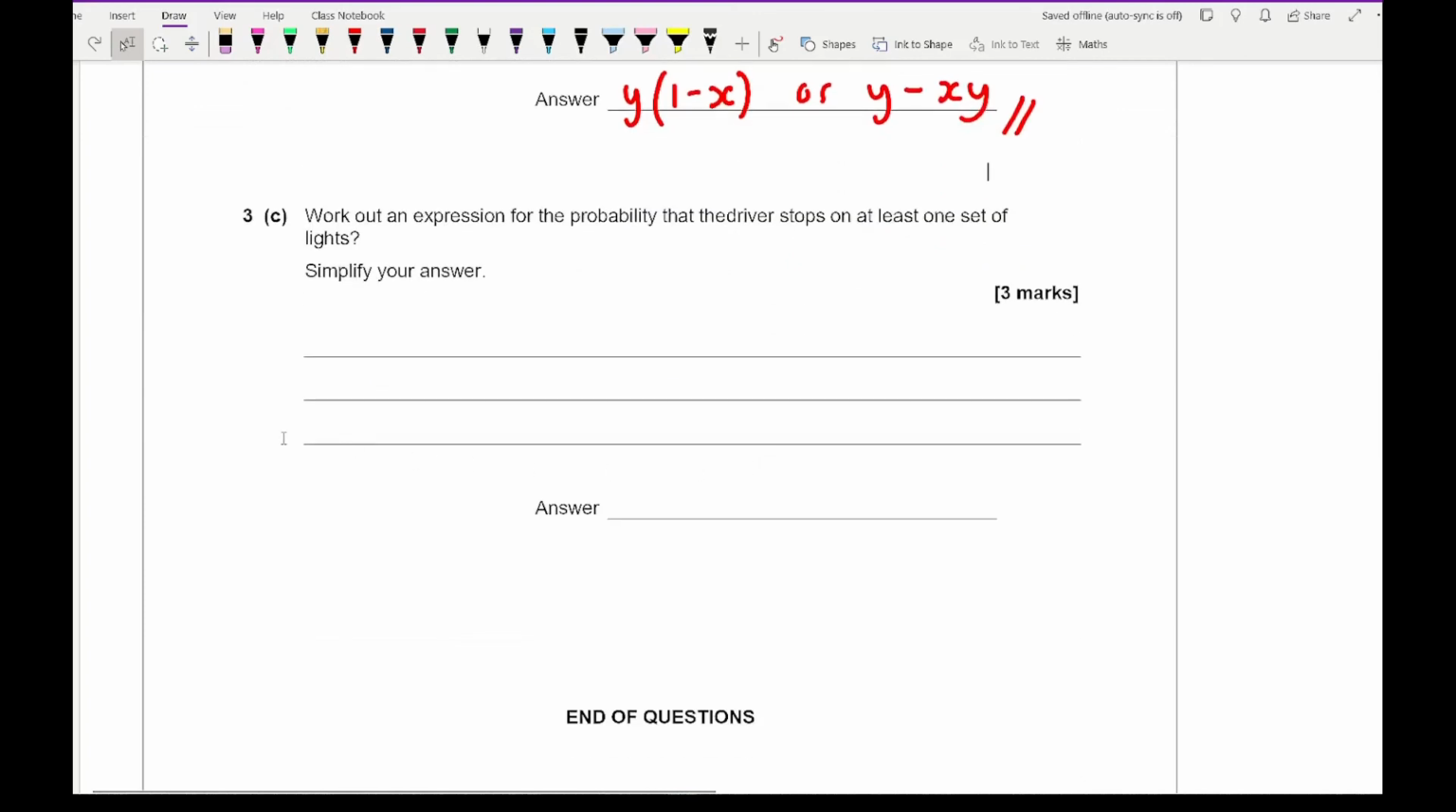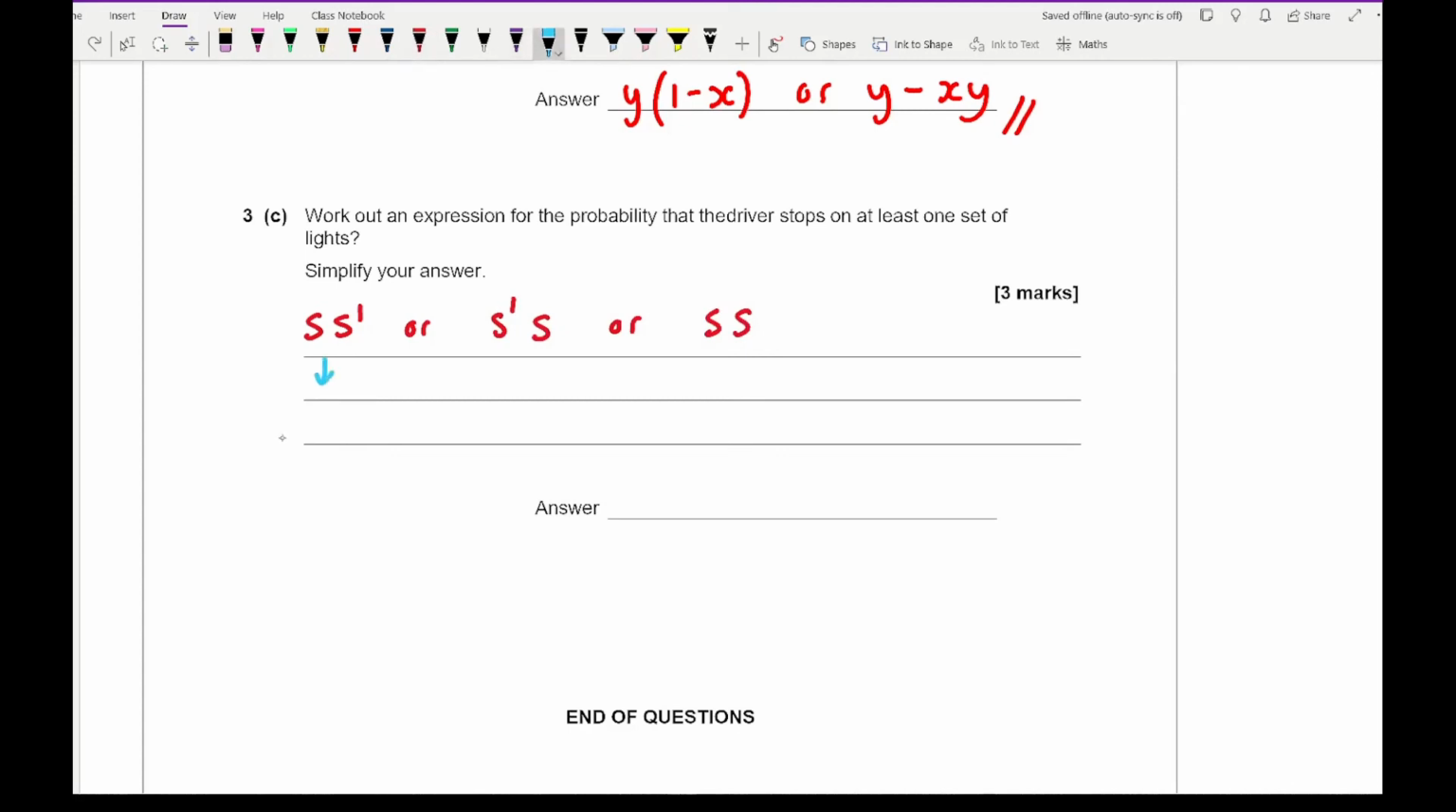It then says work out the expression for the probability that the driver stops at least one set of lights. So here what we could have at least one, so we could either stops and not stops, or we could have not stops and not stops. Well, actually that's not going to work. Let me just go back and change that. So you can either not stop at the first set but stop on the second, or you can stop at both. So then let's have a look at each of these as expressions.